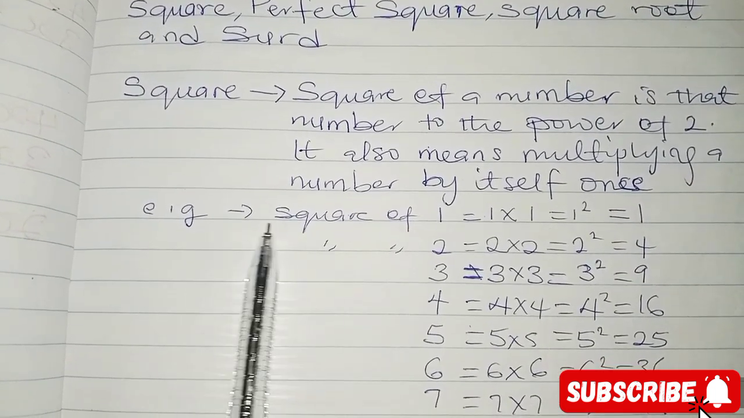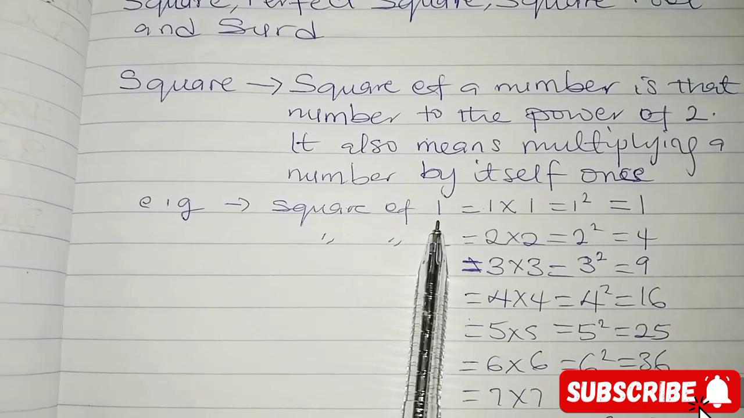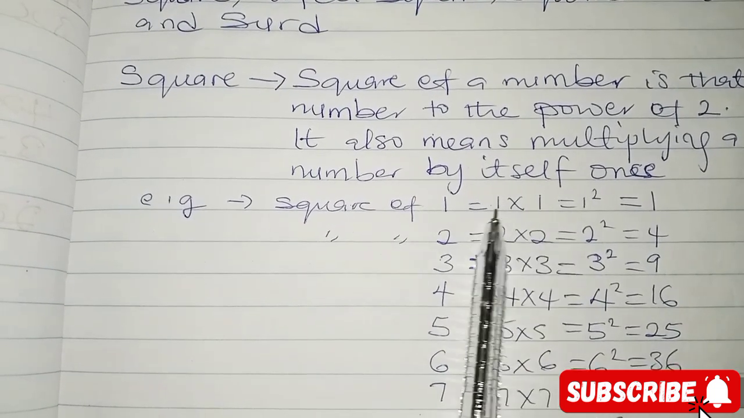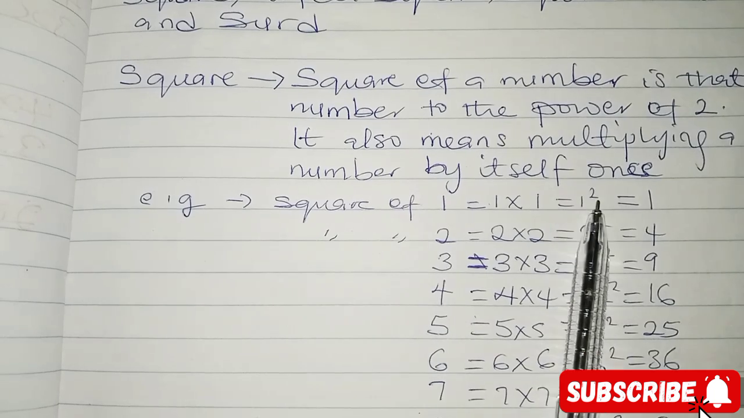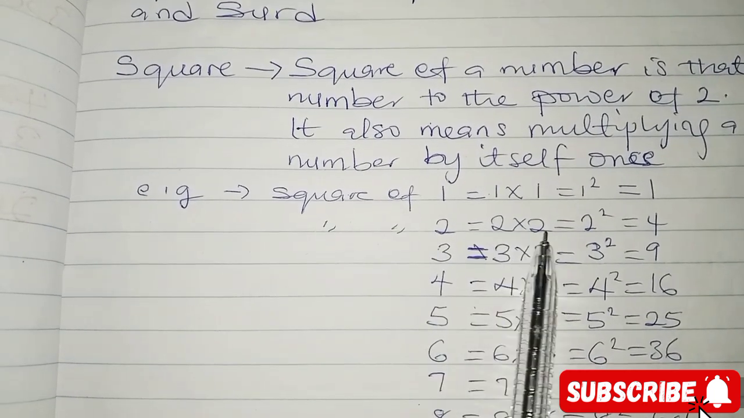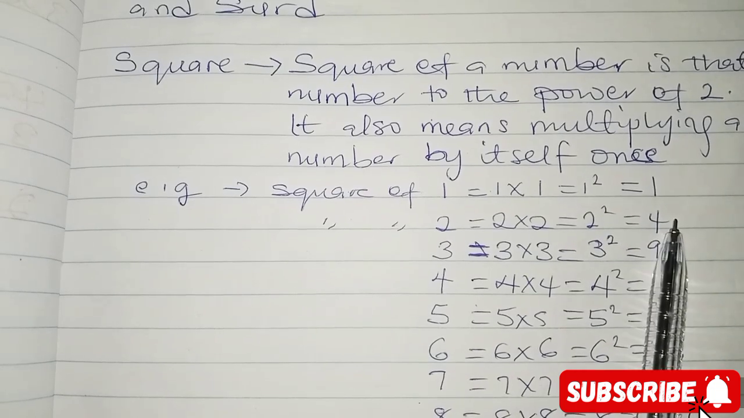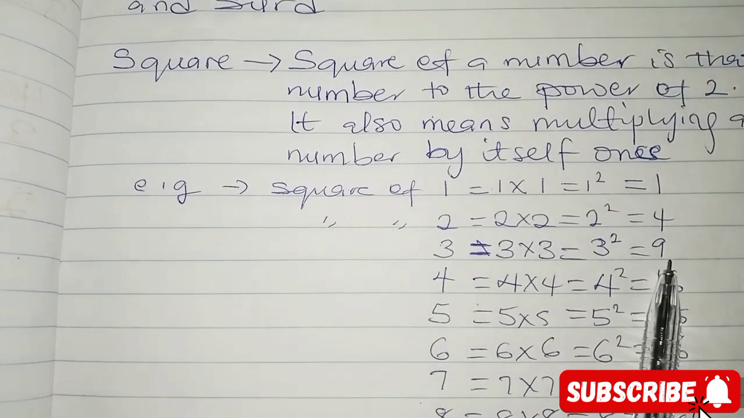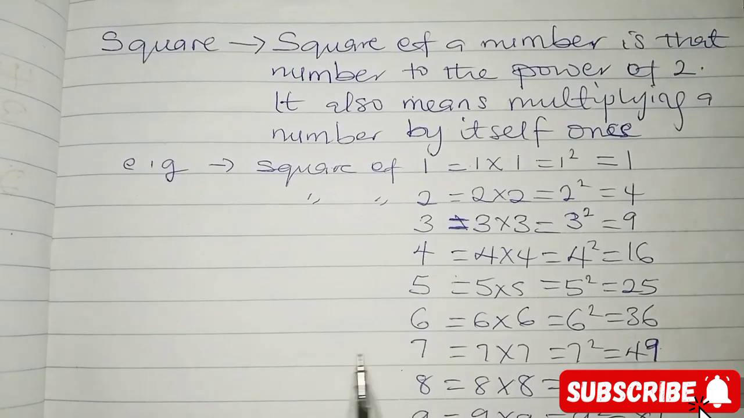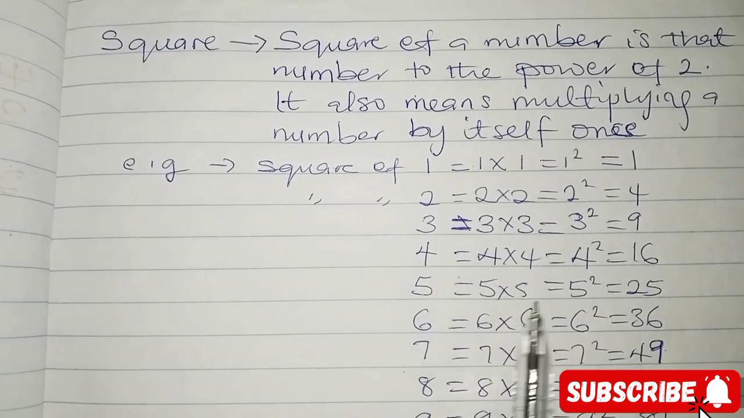Let's take an example. The square of 1 is the same thing as saying 1 times 1. 1 multiplying itself once will give you 1 raised to the power of 2, which is 1. The square of 2 is 2 times 2, which is 2 raised to the power of 2, which is 4. The square of 3 is 9. The square of 4 is 16. The square of 5 is 25, and so on and so forth.